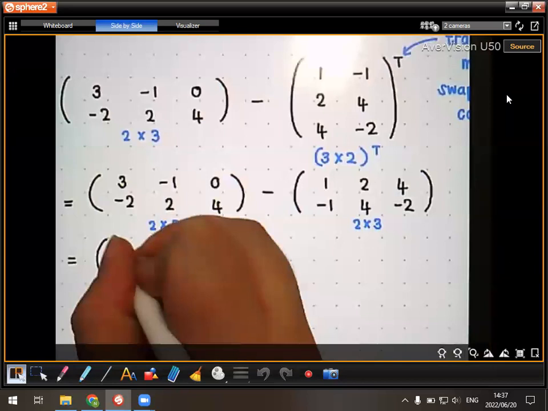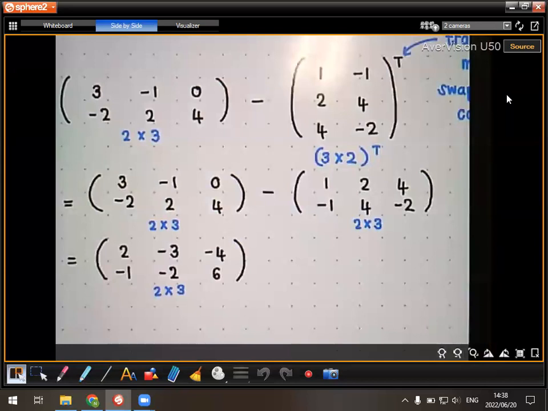Now they have the same dimensions, right? So now I can actually subtract them. So do that on your own quickly. I'm just going to write the dimensions here at the bottom. These are now both 2 by 3s. Just do that subtraction on your own for me, please.